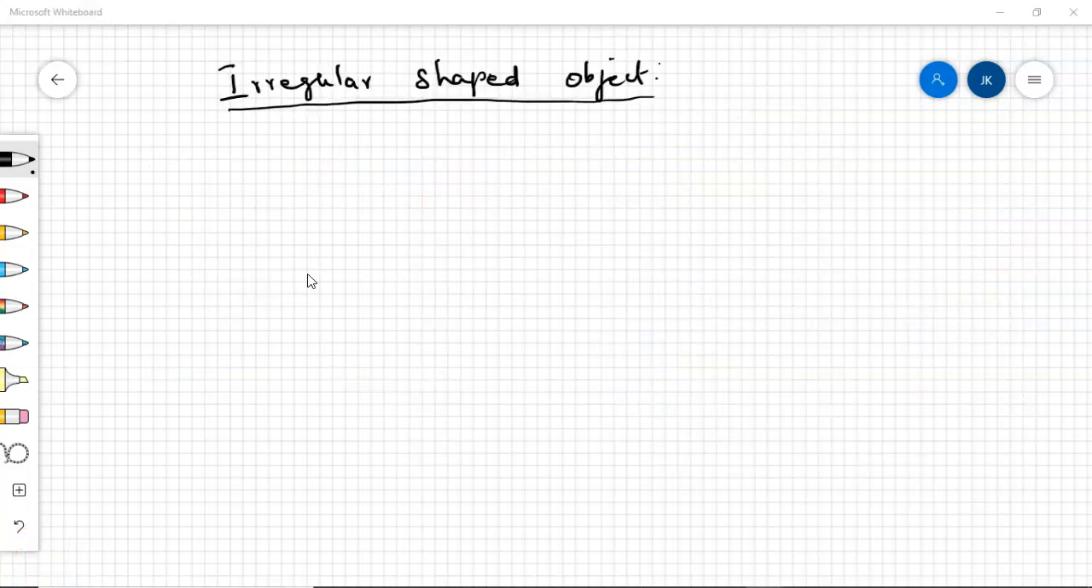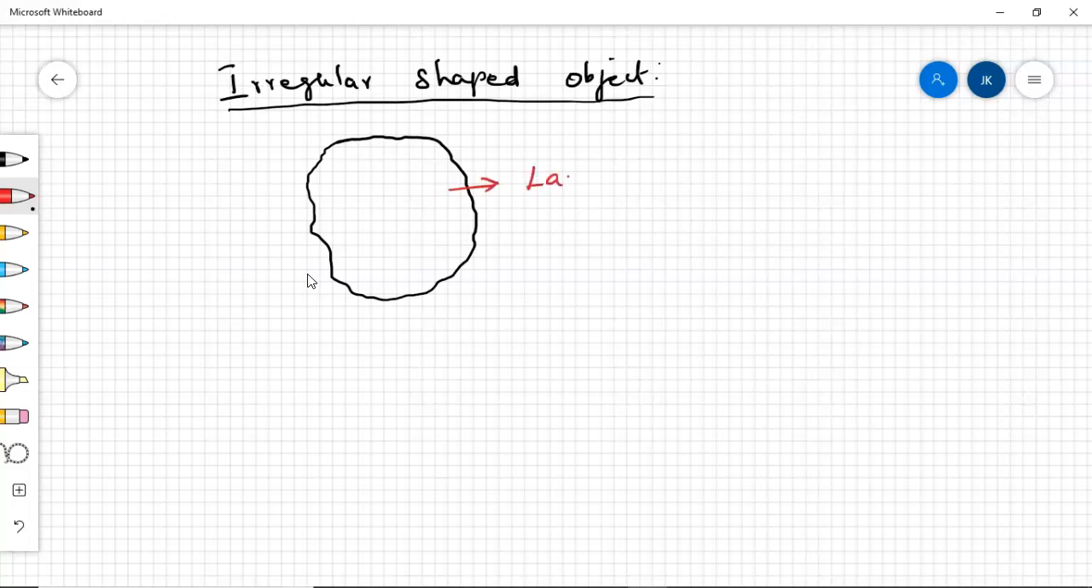We are going to find the center of mass for an irregular shaped object. You cut an irregular shaped object from a cardboard in this shape. It is an irregular shape now. I want to find the center of mass for this irregular shaped cardboard, and first I want to give the name for this. It is called a lamina.